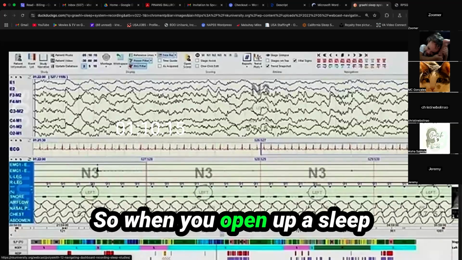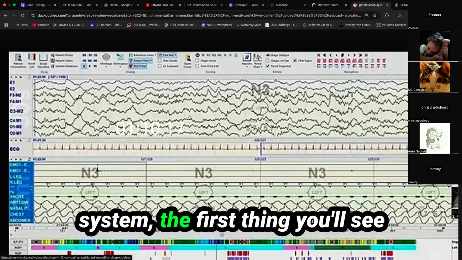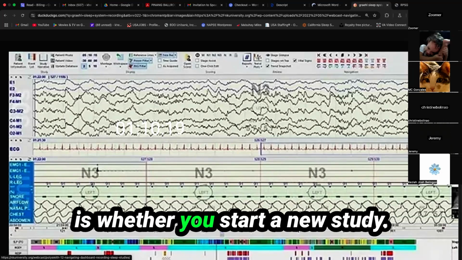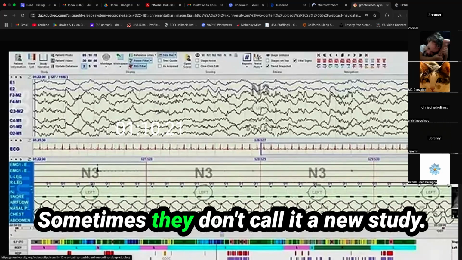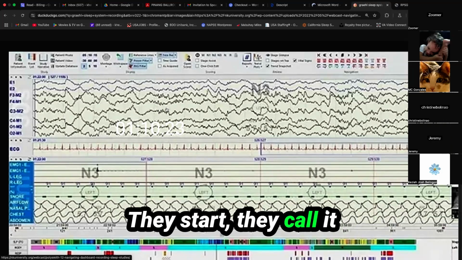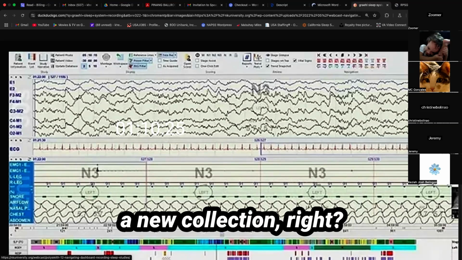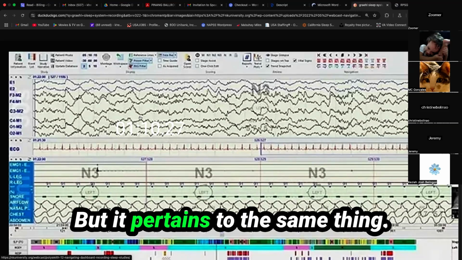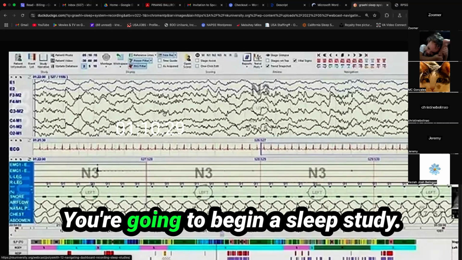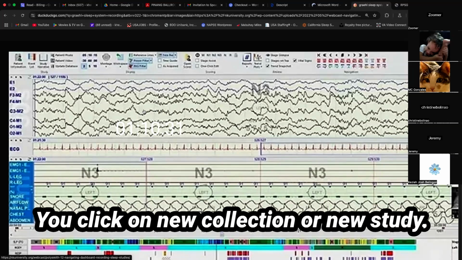So when you open up a sleep system, the first thing you'll see is whether you start a new study. Sometimes they don't call it a new study, they call it a new collection, right? But it pertains to the same thing. You're going to begin a sleep study, you click on new collection or new study.